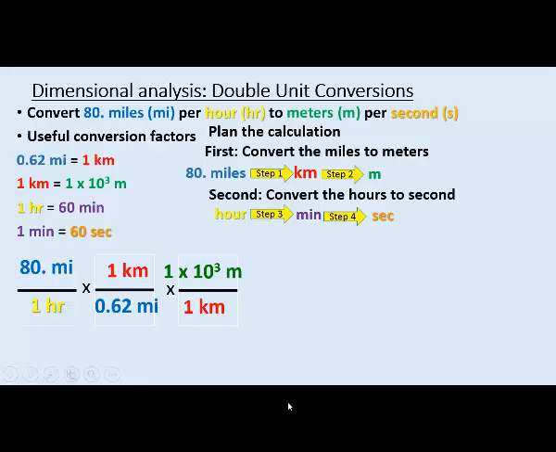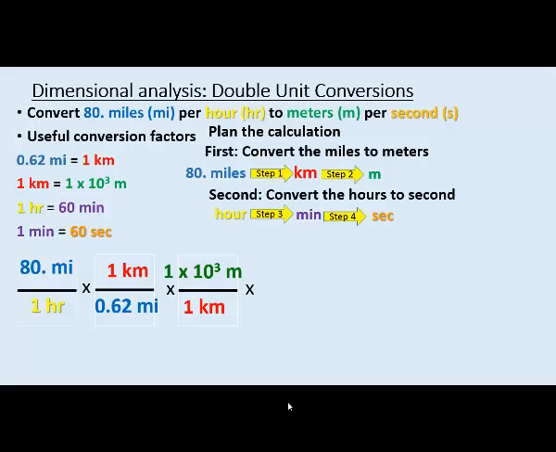Now once I have my meters, that's the final unit I want for my distance. I should be able to convert time next. So I'm going to leave the meters as they are. I can see my miles will cancel, my kilometers will cancel. And then I want to convert my time.